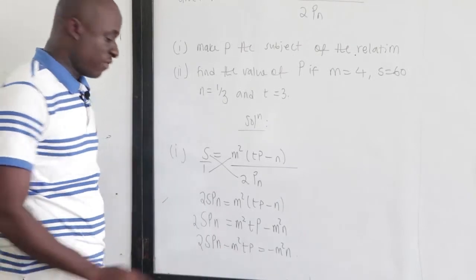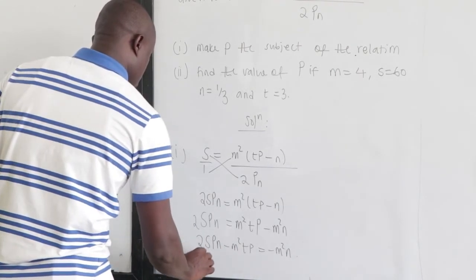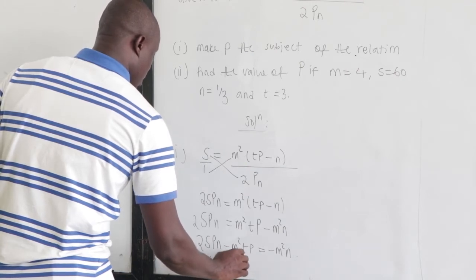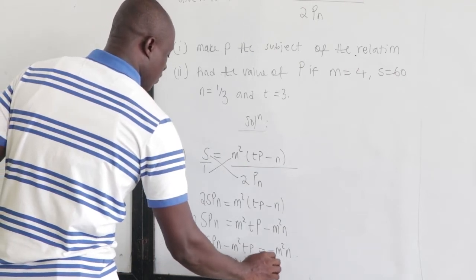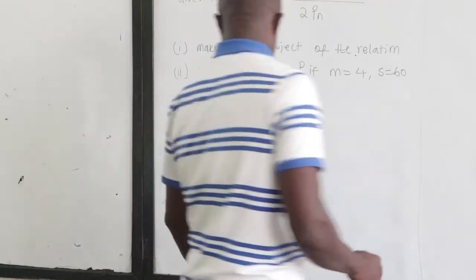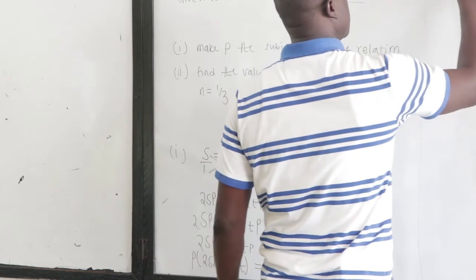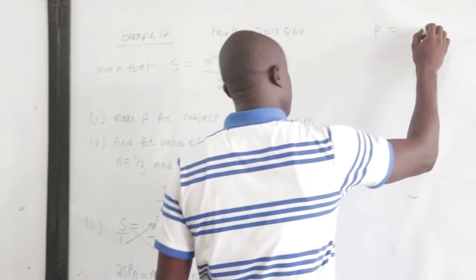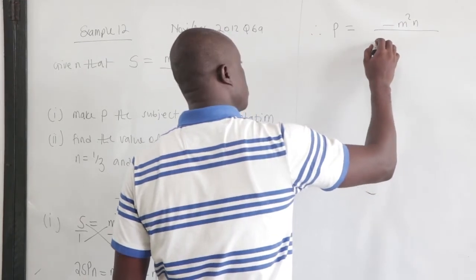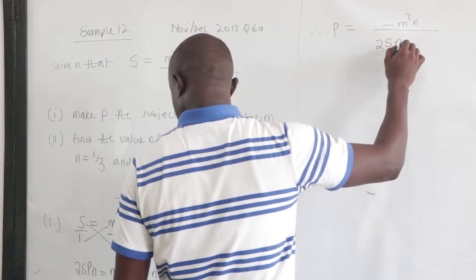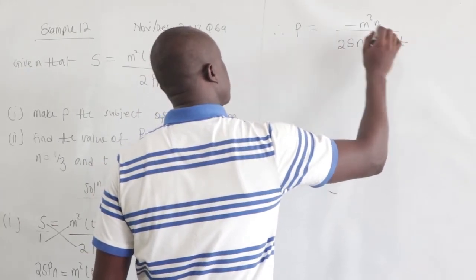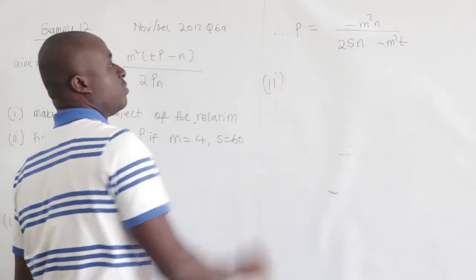There's p here, there's p, so we can factorize the p out. And what do you have? p times (2sn minus m squared t) equal to negative m squared n. We want to make p the subject. Therefore, p will be equal to negative m squared n, divided by what is multiplying the p, which is 2sn minus m squared t. We have made p the subject.